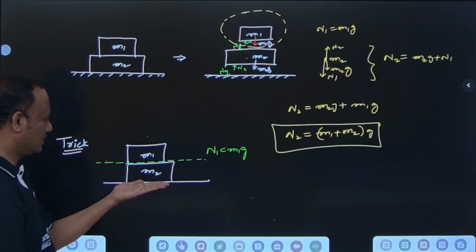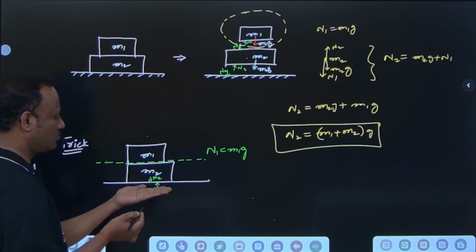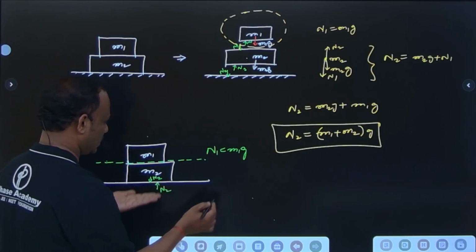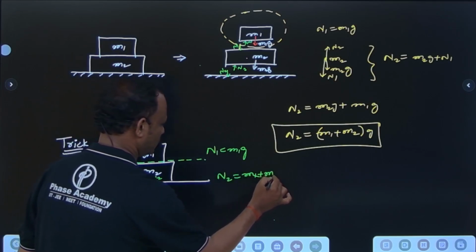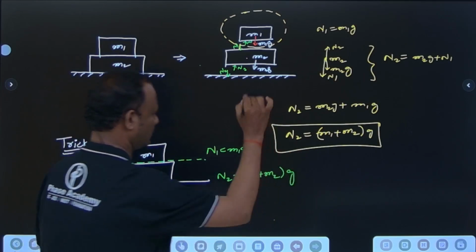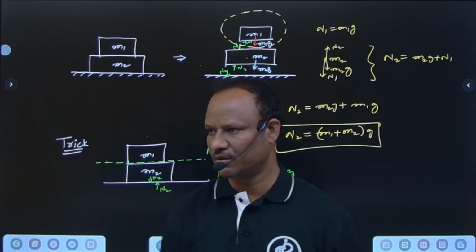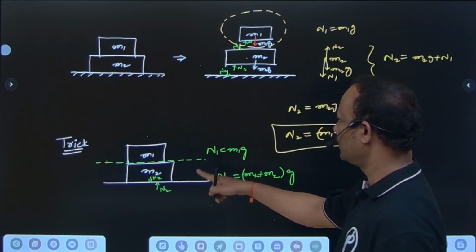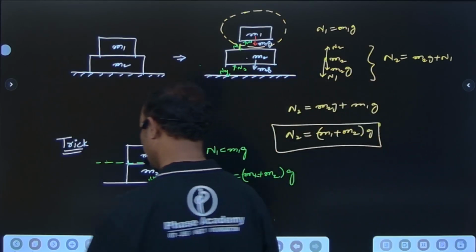Place your hand here, for example between these two, where you want to find the normal reaction. This is N2. Above this, how many masses do you have? There are two masses. So N2 is equal to (M1 plus M2) times g. That is how we can represent a free body diagram for a single body system, or two bodies placed one above one.